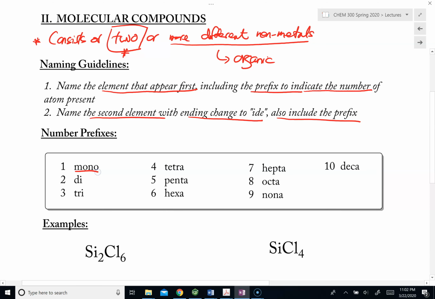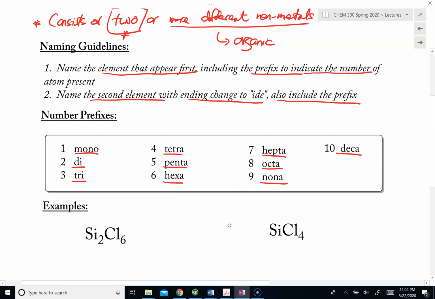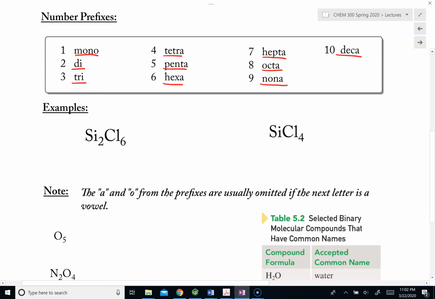1 is mono, 2 is di, 3 is tri, 4 is tetra, 5 is penta, 6 is hexa, 7 is hepta, 8 is octa, 9 is nona, and 10 is deca. So these are the number prefixes, and it will be wise to memorize them because we will be using them very often. Let's now try a few examples.